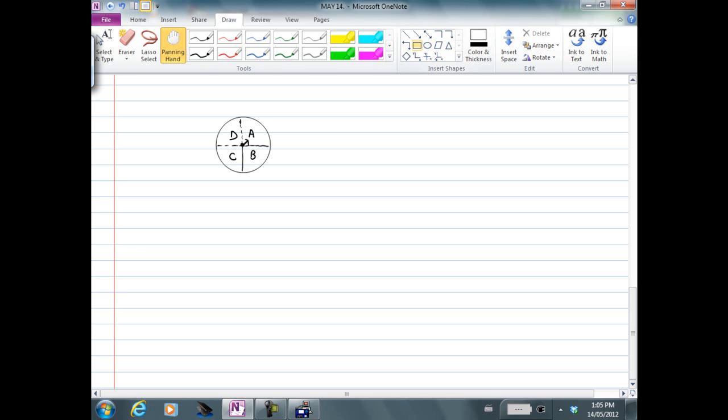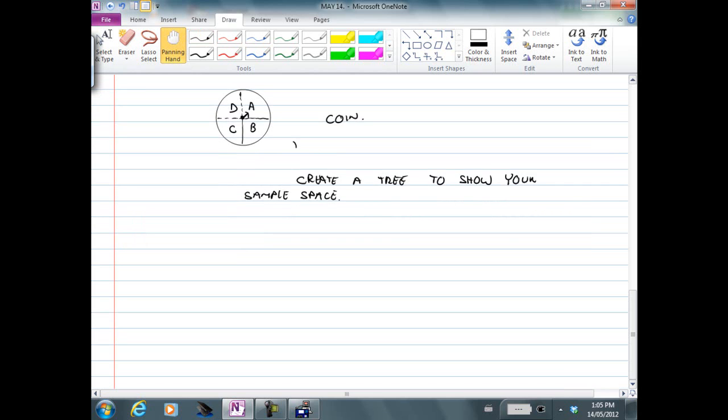Next, I have a coin. Okay. Just a two-sided coin. I'm going to ask you, create a tree to show your sample space. Now, there are two things. One is the spinner. One is a coin. I'm going to give you a first hint. Put a dot right here.